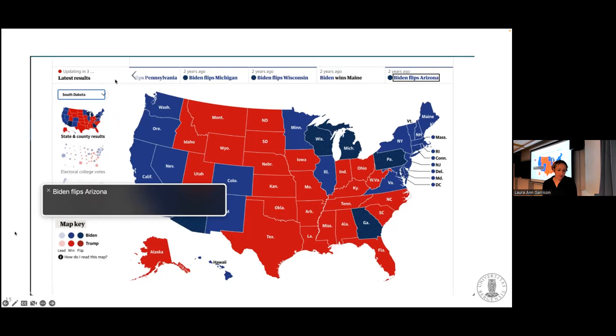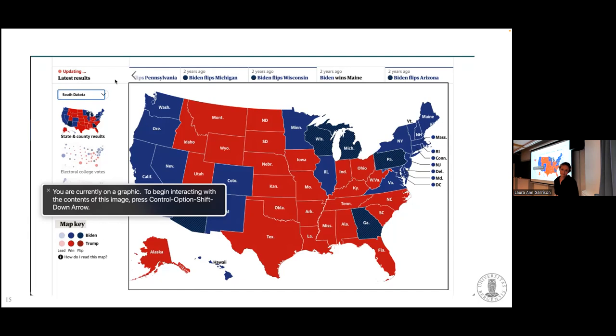Arizona, graphic. You are currently on a graphic. To begin interacting with the contents of this image, press Control, Option, Shift, Down Arrow. No visible title to interact. No visible title to interact.